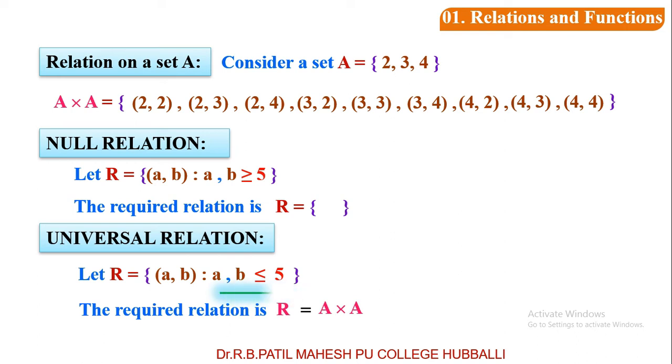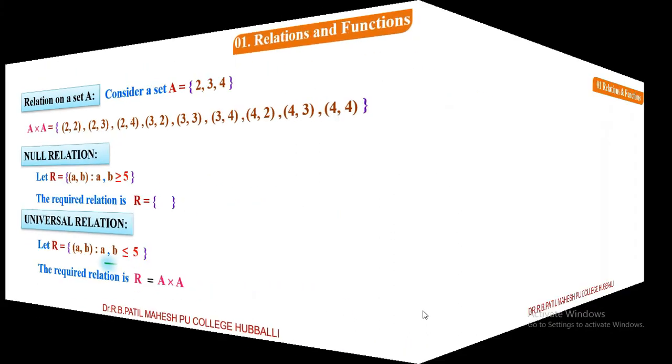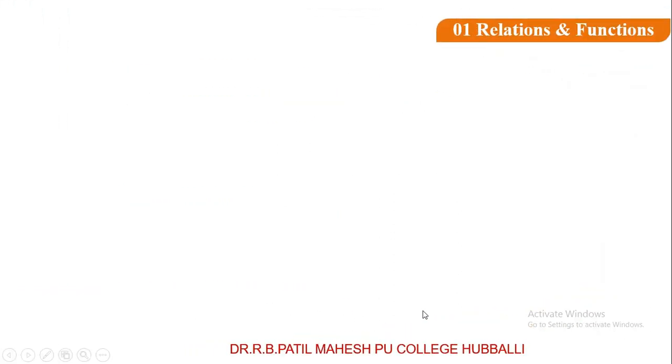In short, how do you have to remember? Null relation means no ordered pairs in the relation. Universal relation means R is equal to the entire A cross A. That is universal relation. Now we'll move into the types of relations of second PUC. The most important part of the discussion is the types of relations.